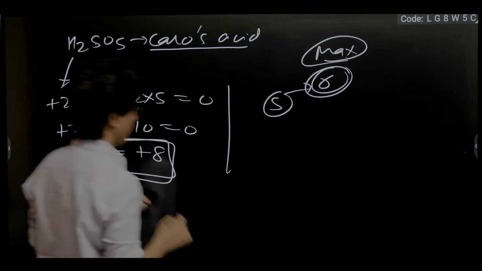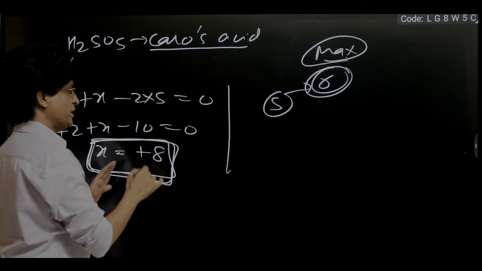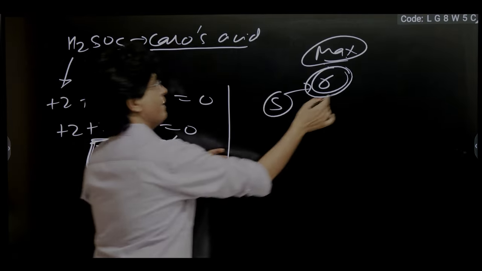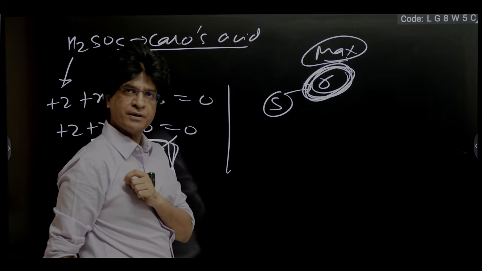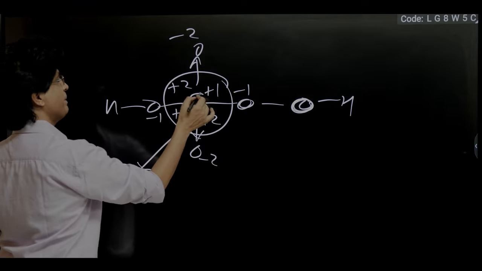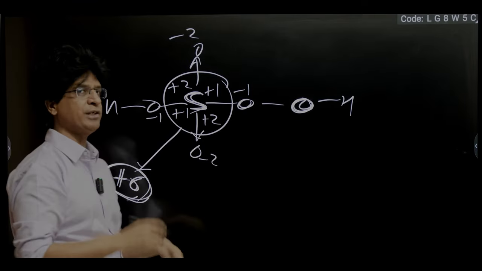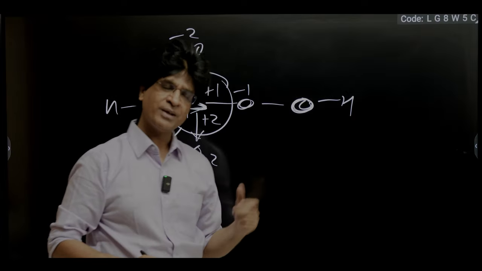So if the coming value is more than the maximum allowable value, this will not be the answer. The answer will be the maximum allowable value, always. Yes or no? So we have the maximum possible value of sulfur as plus 6. So it will be plus 6 if mathematics is giving you a way beyond answer. Let's take one more example.